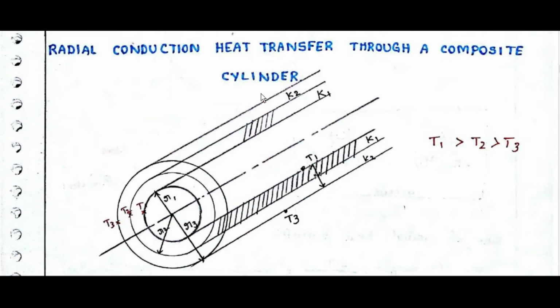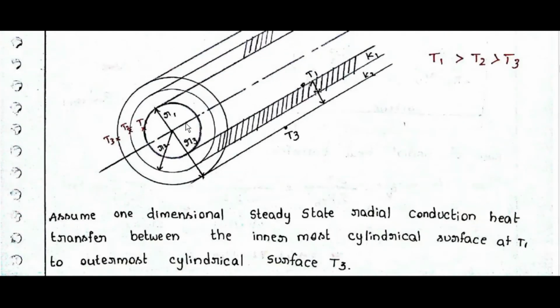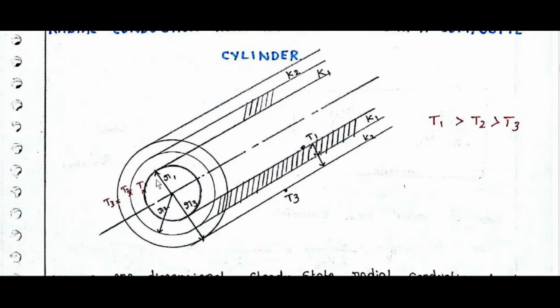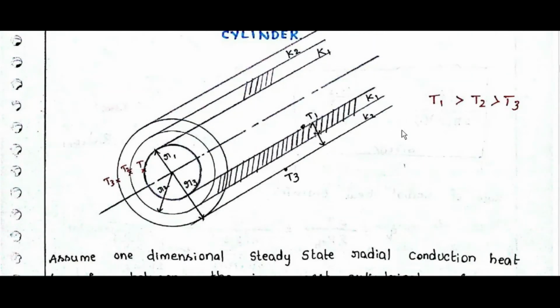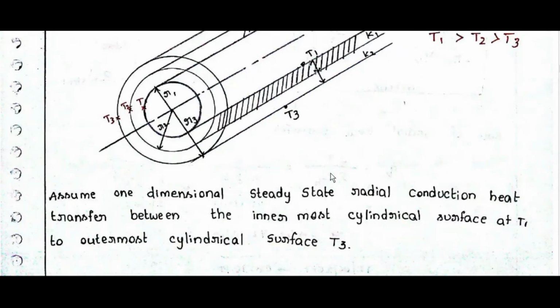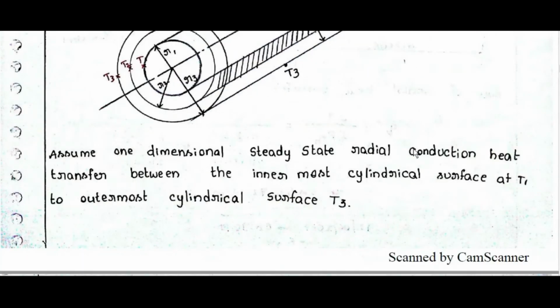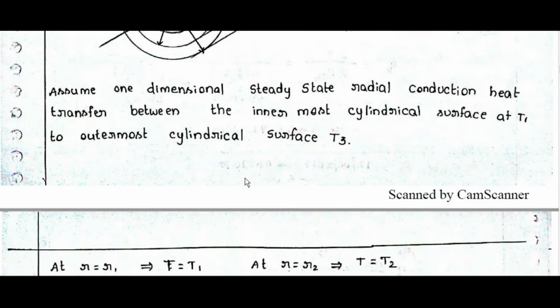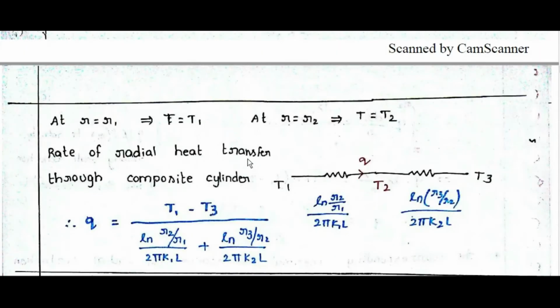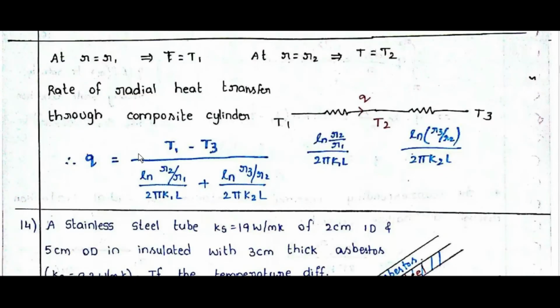Radial conduction heat transfer through a composite cylinder. Assume K1, K2, R1, R2, R3, T1, T2, T3, with T1 greater than T2 greater than T3. Assume one-dimensional steady-state radial conduction heat transfer between the innermost cylindrical surface at T1 to the outermost cylindrical surface at T3. At R equal to R1, T is equal to T1. At R equal to R2, T is equal to T2.